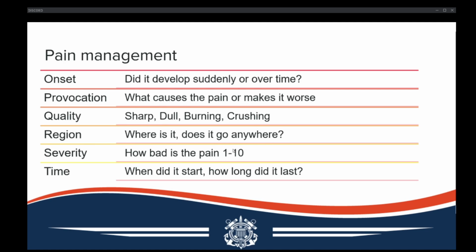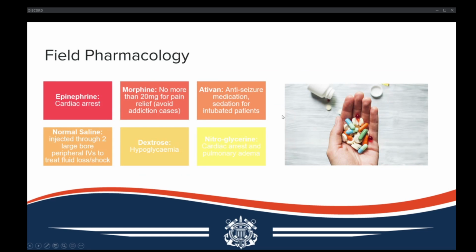Severity: how bad is the pain? You can use the old how bad's the pain on a scale of 1 to 10 to help you indicate severity and your need to treat. And time: when did it start, or how long did it last, if it's already stopped. Okay, cool. So we can use this pain management matrix to help determine what kind of possible medication we can give.